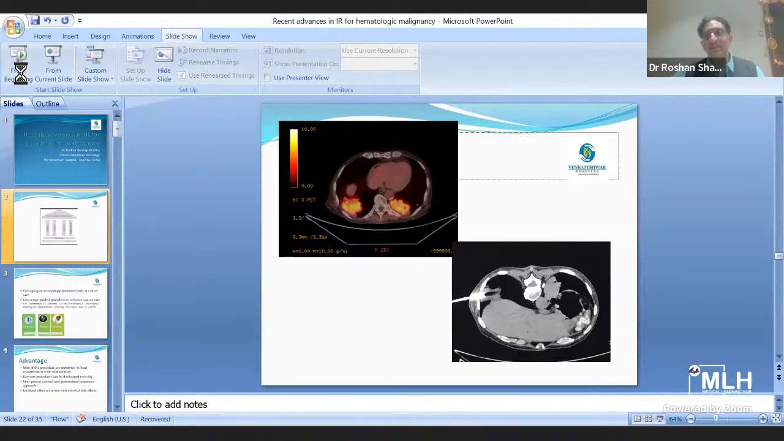And sir has told many interesting cases. So I'll highlight some things we do in day-to-day practice in IR. Coming to interventional radiology, it is the fourth pillar of cancer care, after medical, surgical, and radiation oncology. So it occupies an important part, not only in making diagnosis, but also in treatment and in palliation of the patients.